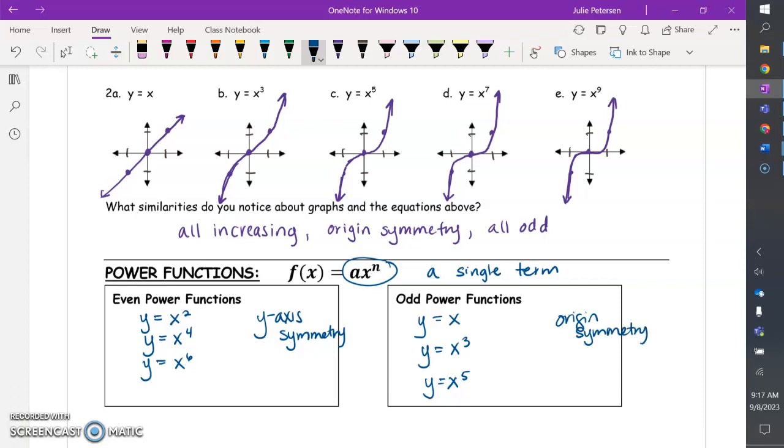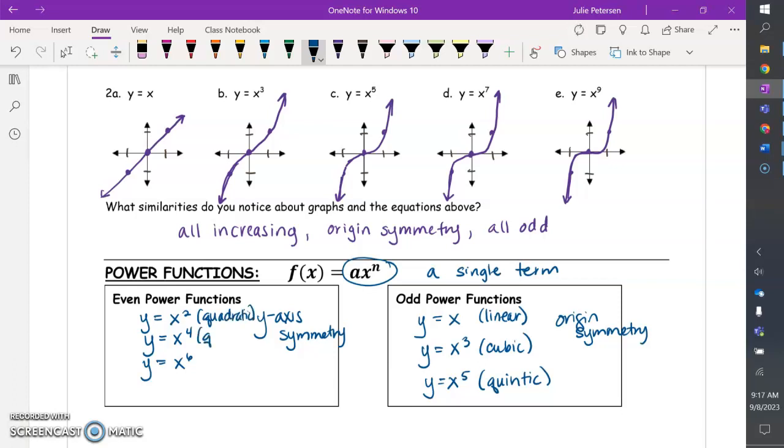Now each of these functions, well, almost all of them, have a name, right? Y equals x is linear, sometimes called the identity function. X cubed is cubic. And x to the 5th is called quintic, like a quintet, a group of 5. X squared, we know that one really well. That's quadratic.